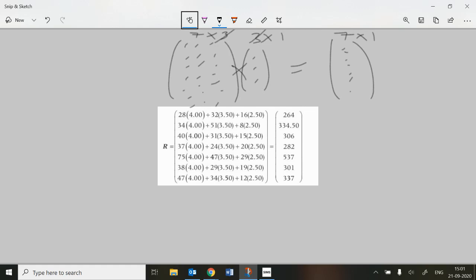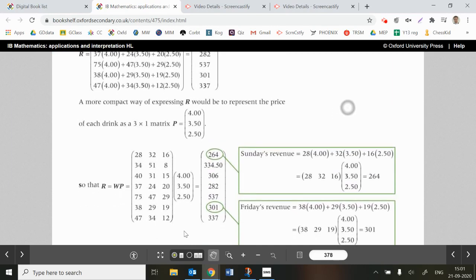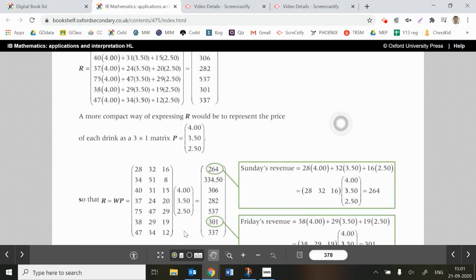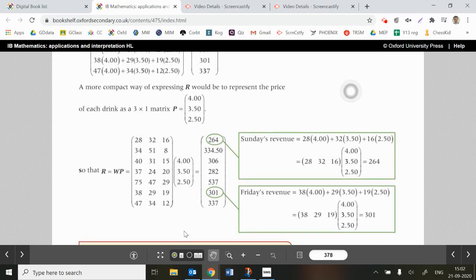Okay, so that's what we're doing. You should be able to see that's pretty straightforward. And that's going to give you your prices for your revenue on Sunday, Monday, and so on. Okay, let's just look at what they've done in the book for that one as well. So they've said, look, you can come up with a price matrix. There you go. Price matrix is 3 by 1. And then you've got W times by P, not F times by P as they originally said.